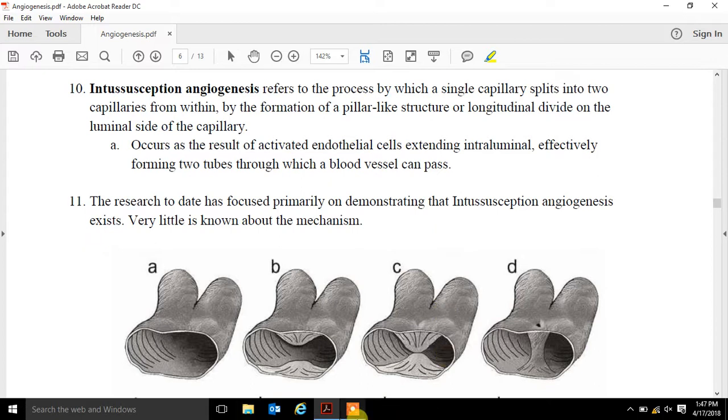There are two types of angiogenesis: one that we know very little about and one that we know quite a bit about. Intussusceptive angiogenesis refers to the process by which a single capillary just splits into two.